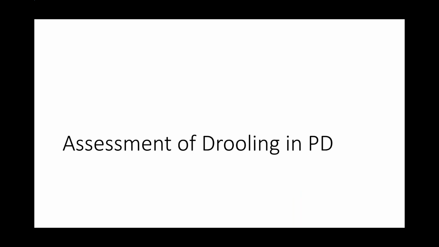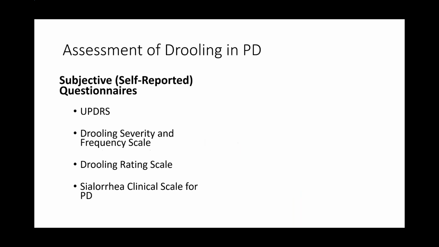So an assessment of drooling, there are a number of different ways we can do this. One is subjective or self-reported questionnaires. There are a number of questionnaires and just different general questions that have been arranged to ask about drooling. The UPDRS is the Unified Parkinson's Disease Rating Scale, and this is something that I use regularly in my practice, and most movement disorder specialists and researchers use it.